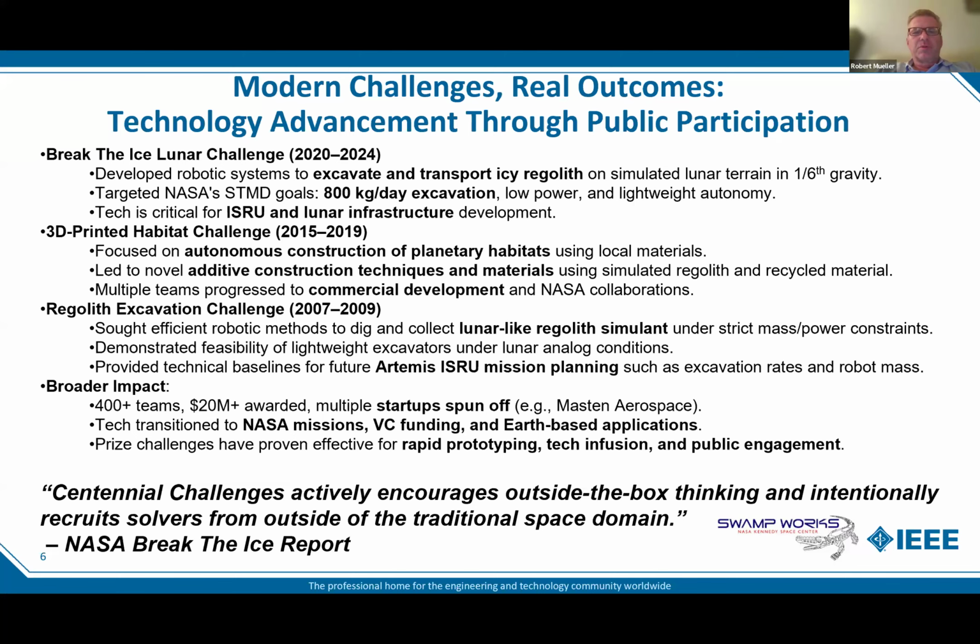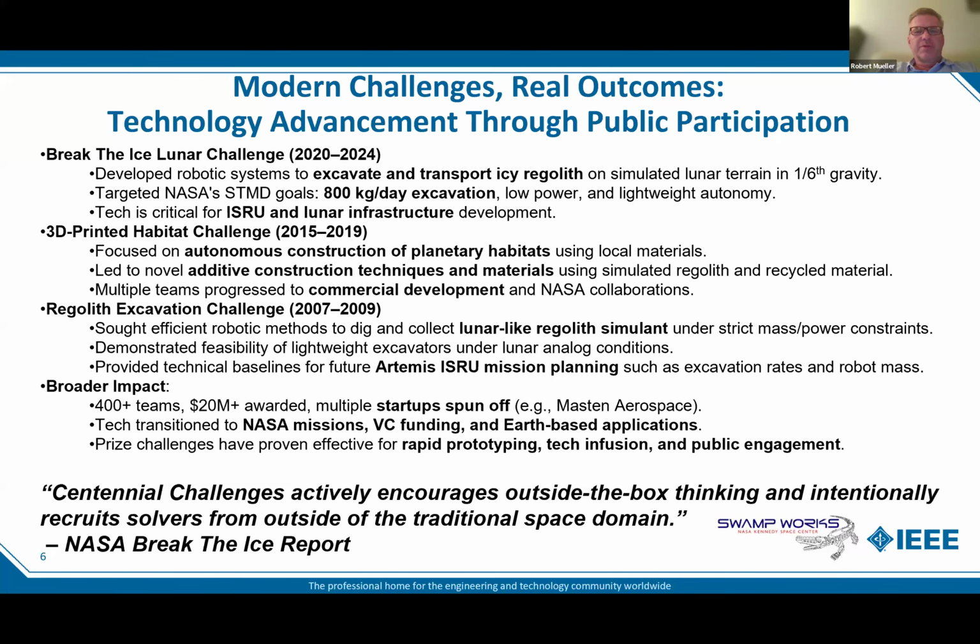The goal was to show that a rover, a robotic excavator, could excavate 800 kilograms per day of frozen regolith in an offloaded condition. So they hung the robot from a crane and then offloaded it, and then it had to show that it could excavate this very hard icy regolith.